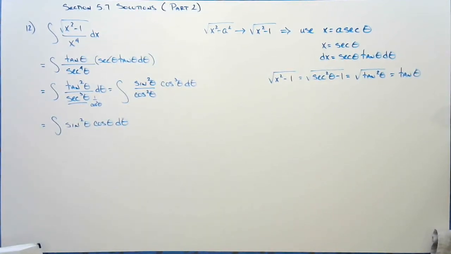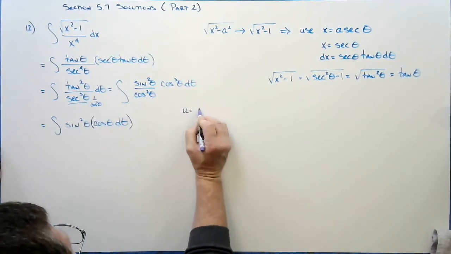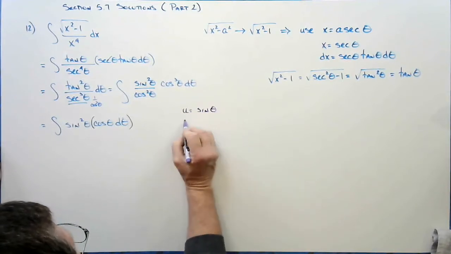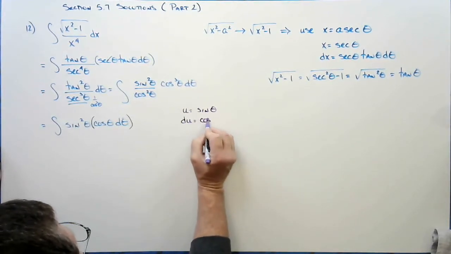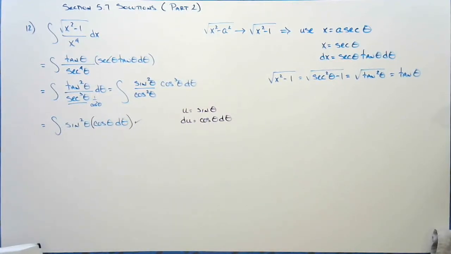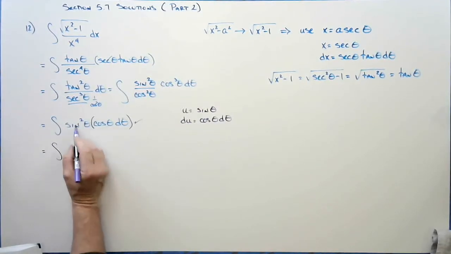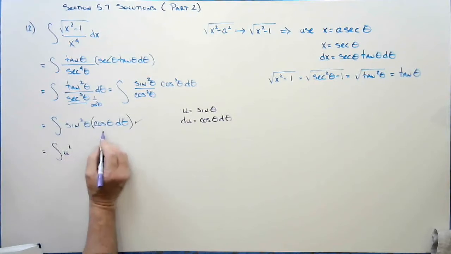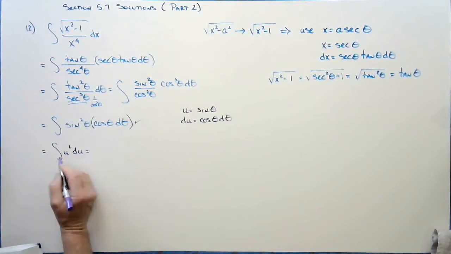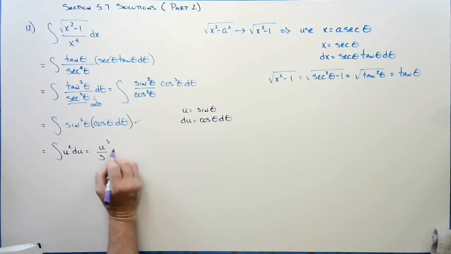Well, now we have a u sub problem. Why do we have a u sub problem? Well, our du is right here. If we let u equal sine theta, then du is going to be cosine theta d theta, and we have that sitting right here ready for us. So what do we end up with? If we do our u sub, this becomes the integral. Sine squared is going to be u squared. This is going to be du. And the integral of u squared du is u cubed over 3 plus c.